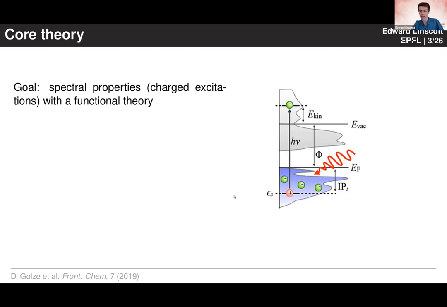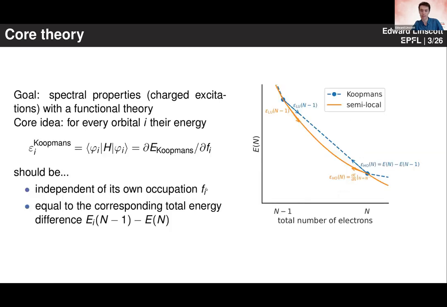And as he showed, and I'll go through this quickly, the core idea behind these functionals is that we want to impose this condition that the eigenvalues that we obtain, here labeled epsilon_i Koopmans, should be independent of the corresponding occupation of the orbital. The occupations are labeled here f_i, and these should be equal to the corresponding total energy differences when you actually remove an electron from that orbital.